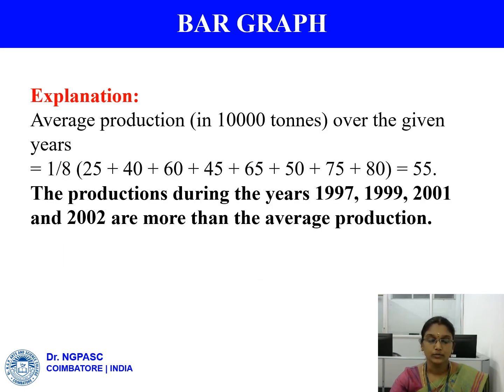The average production of the given years, with a total of 8 years, is 1 by 8 into 25 plus 40 plus 60 plus 45 plus 65 plus 50 plus 75 plus 80, which is equal to 55. So the production in the years 1997, 1999, 2001 and 2002 is more than the average production.